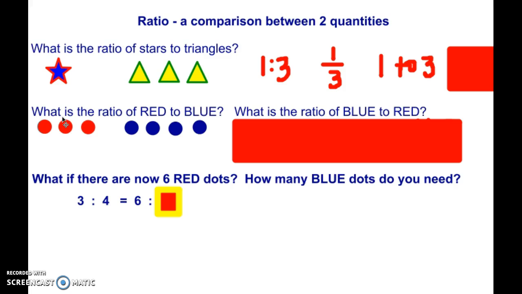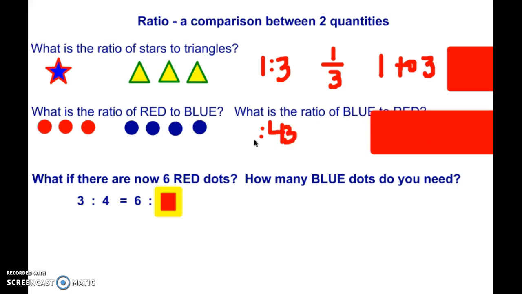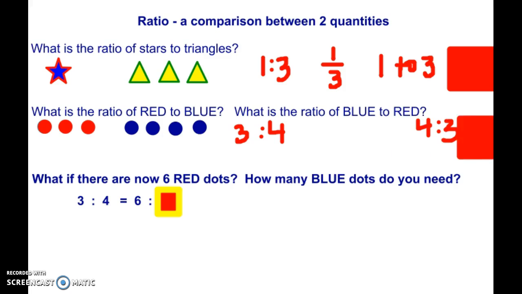The next question says, what is the ratio of red to blue? Well, you can see there's 3 red dots and 4 blue dots. So that ratio is 3 to 4. Then it says, what's the ratio of blue to red? And you can see that the blue is 4 and the red is 3, so that ratio is 4 to 3.